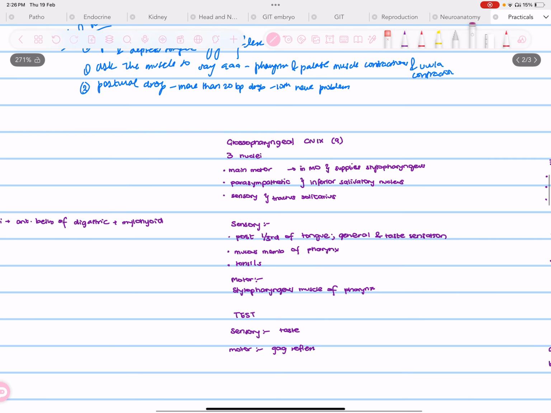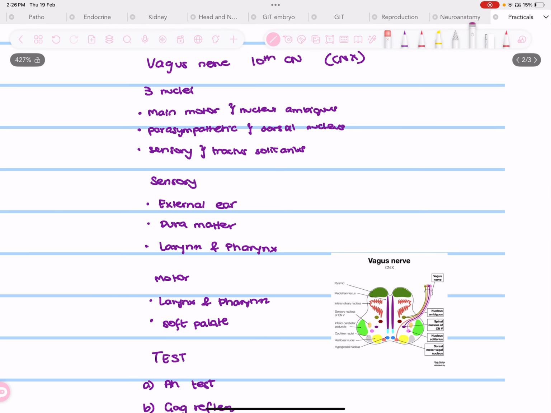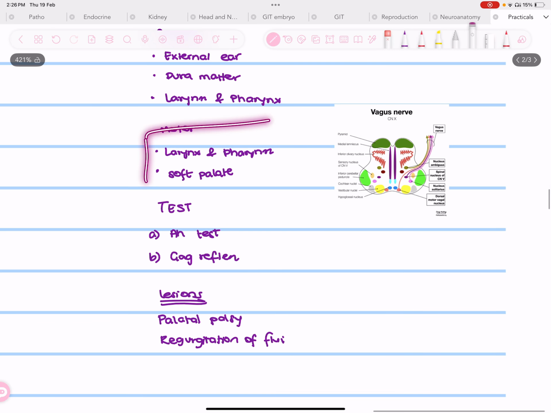So all of the remaining soft palate muscles, pharyngeal muscles except the stylopharyngeus, and all of the laryngeal muscles are supplied by the vagus nerve. So larynx, pharynx, and soft palate. What's the exception in pharynx? Stylopharyngeus. What's the exception in soft palate? Tensor veli palatini, which is supplied by trigeminal. And the exception in pharynx is supplied by the glossopharyngeal nerve. And these are the motor innervations.